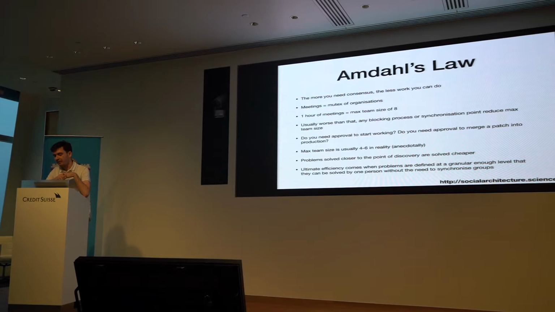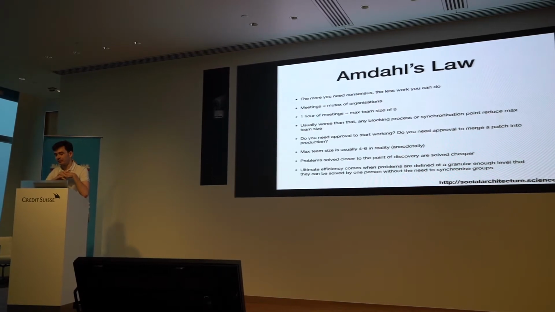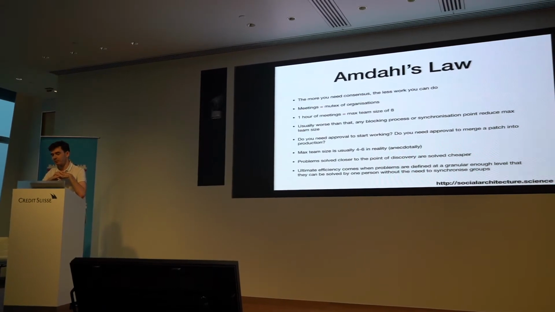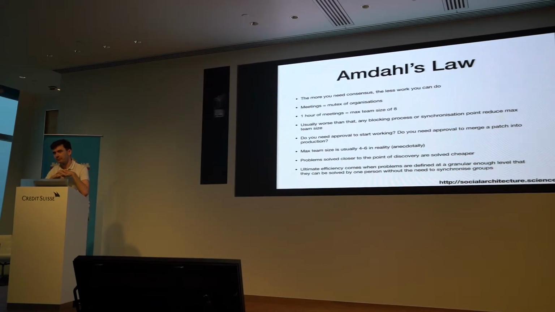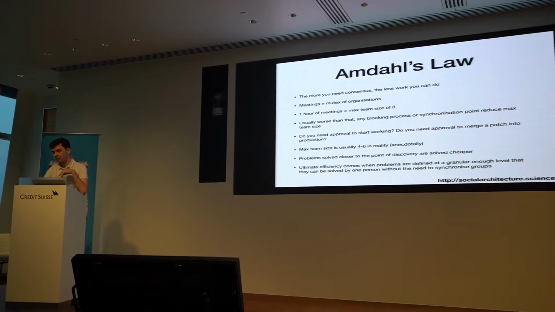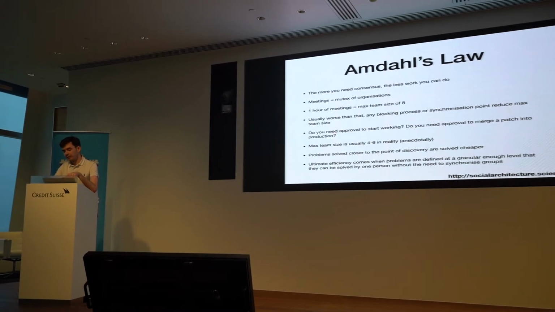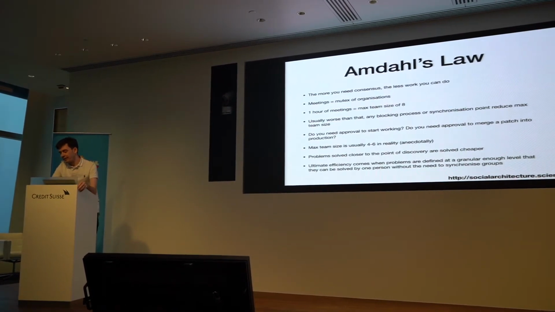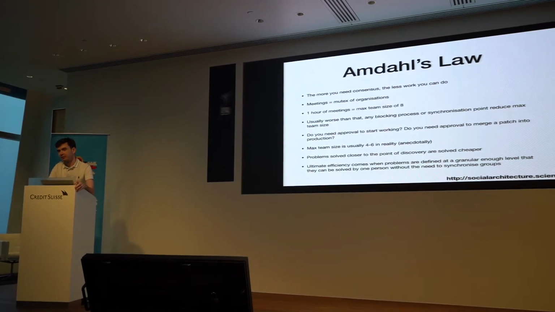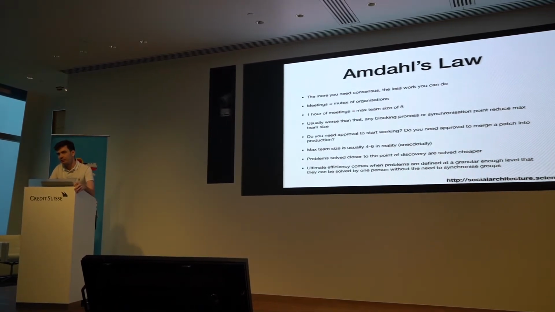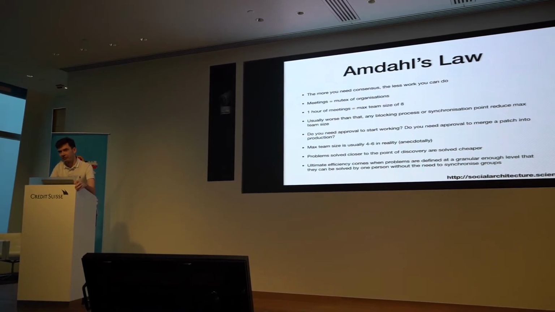So you can translate that into team structures, which basically means the more you need consensus, the less work you can do, or the smaller your team has to be. If you spend an hour a day in meetings, the maximum team size is 8. If you add more team members to a team that's already spending an hour a day in meetings, you don't get any speed up.